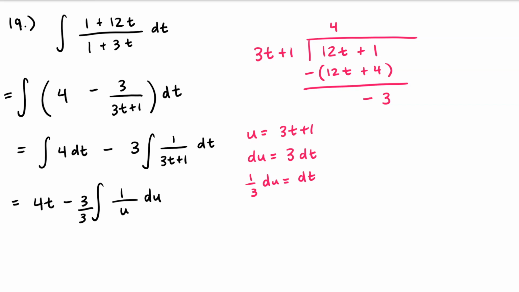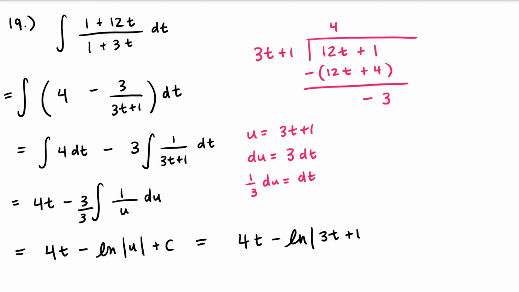Notice that the 3 divided by 3 in the front of the integral will become 1. So we get 4t minus the antiderivative of 1 over u, which is the natural log of the absolute value of u. And then we can add our constant of integration. Lastly, I want to plug back in and replace u. So we get 4t minus the natural log of the absolute value of 3t plus 1 plus our constant of integration.